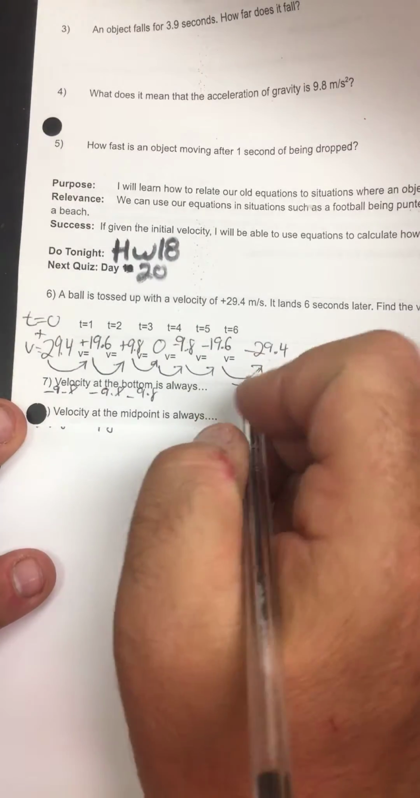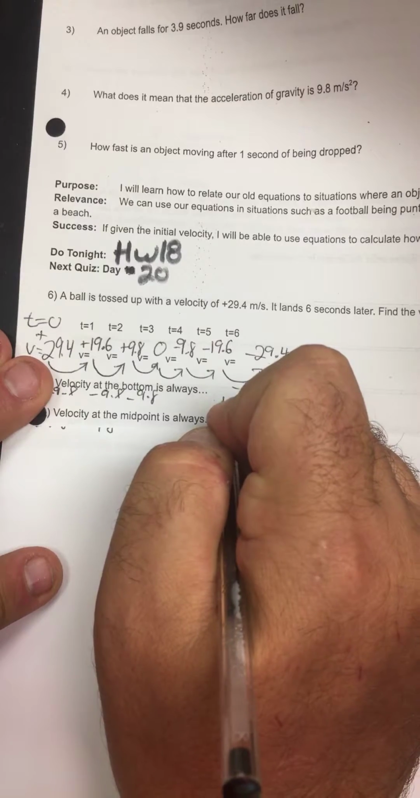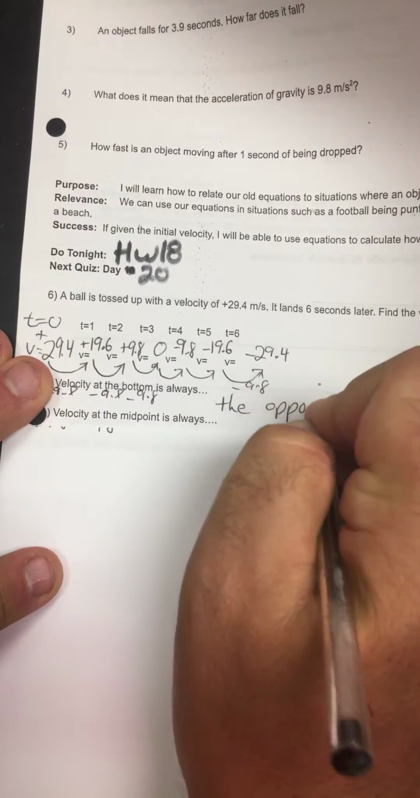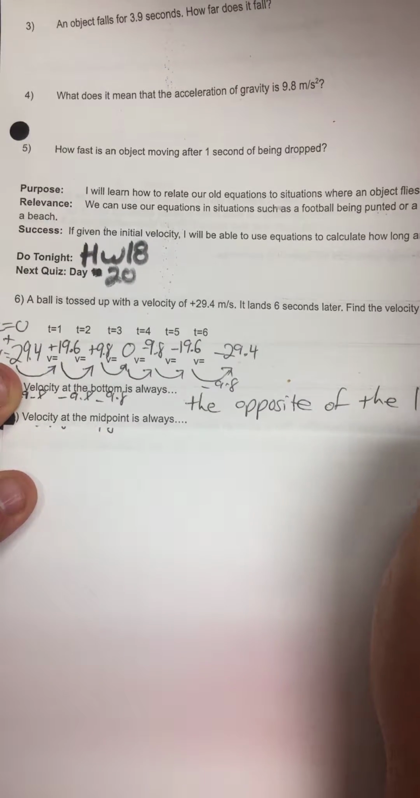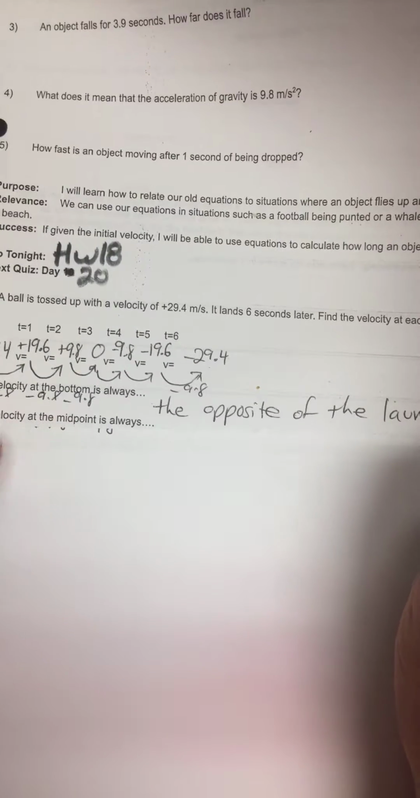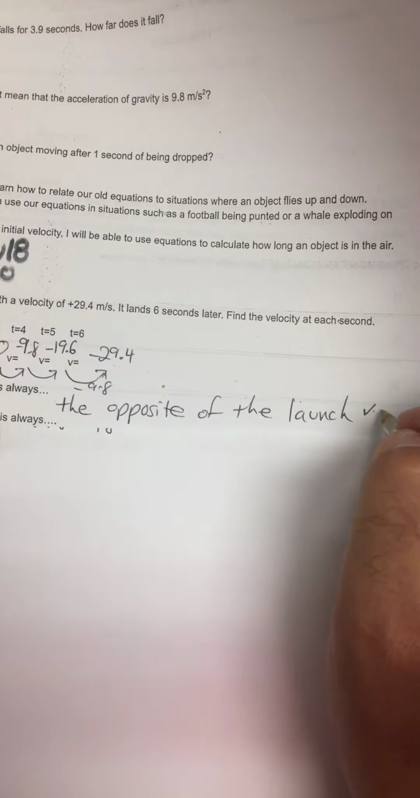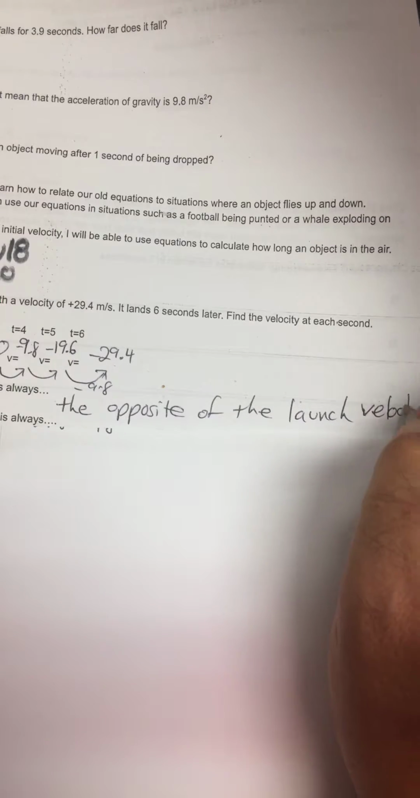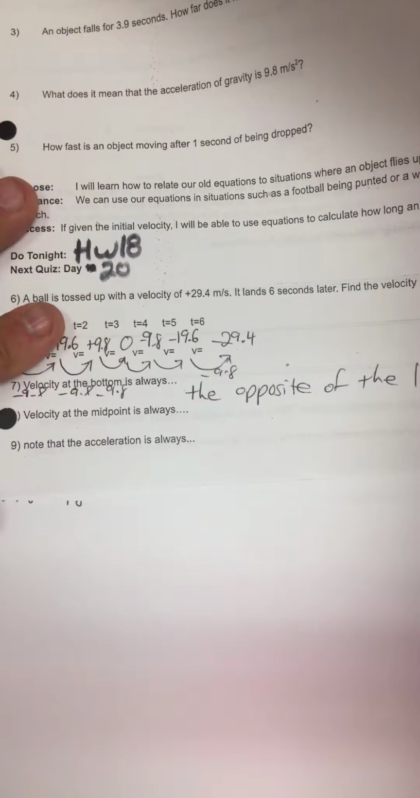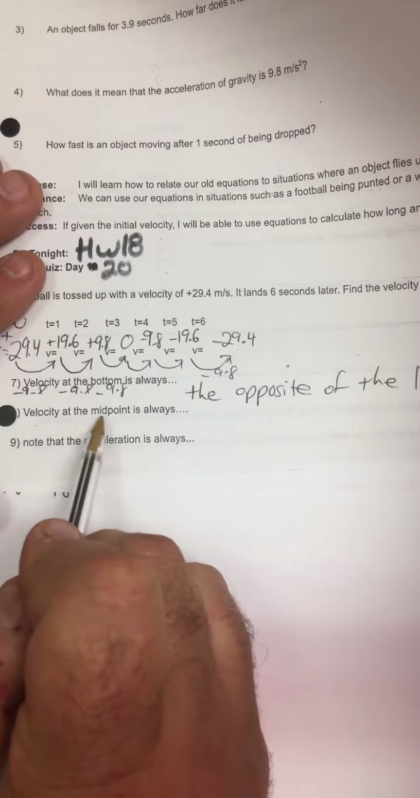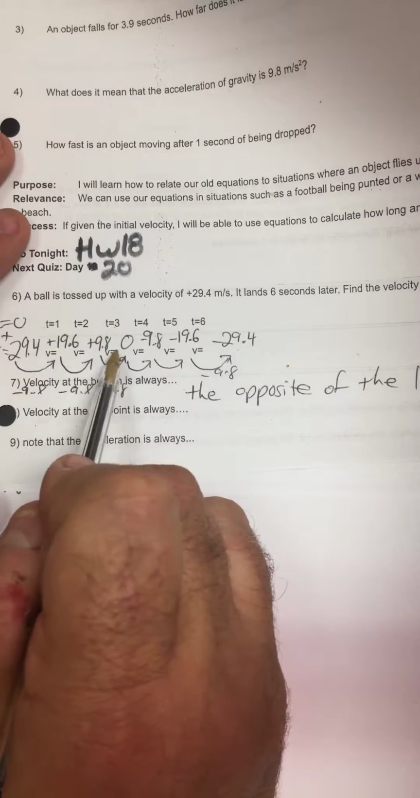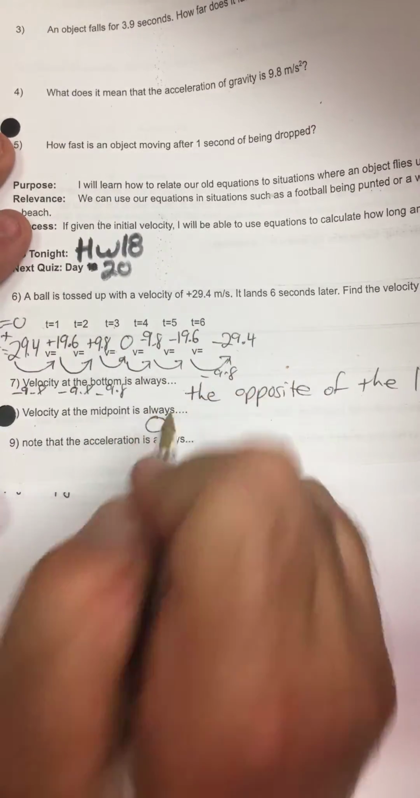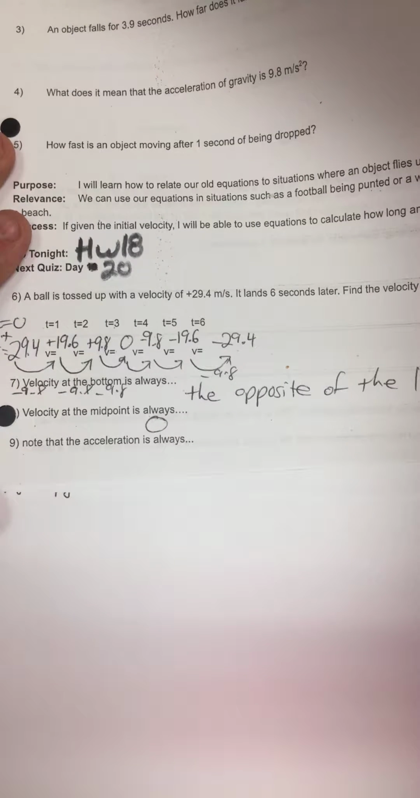So number 7, the velocity at the bottom is always the opposite of the launch velocity. Number 8, the velocity at the midpoint is always, well, it's 6 seconds, half of 6 is 3, and there the velocity is 0. It's always 0 at the very midpoint, the half time, or the very tippy top of the trajectory.